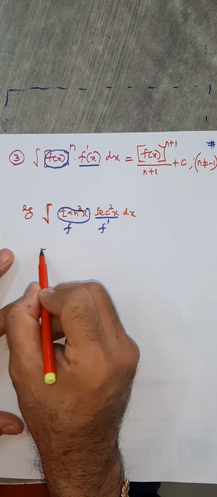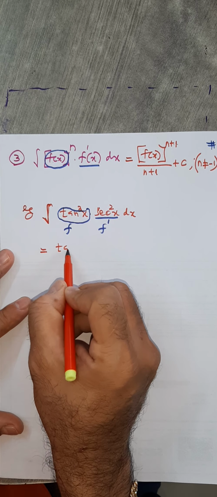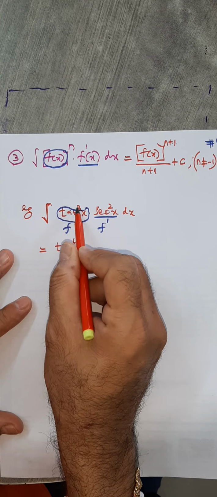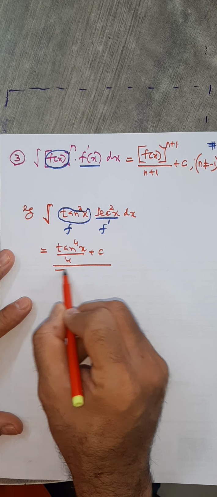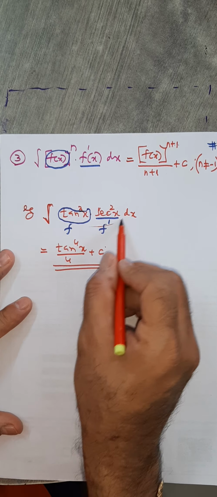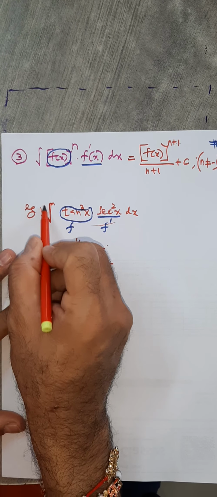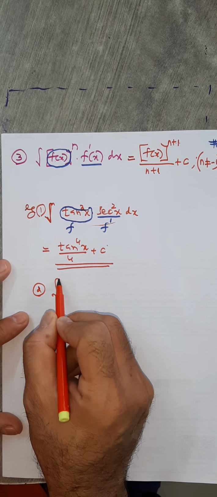So what's the answer to this? The derivative of tan is sec squared. So just raise the power by 1: tan raised to 3 plus 1, that is 4, upon 4, plus c. This is your answer. You can verify that if you differentiate this, you will get exactly the function given. That you can do.